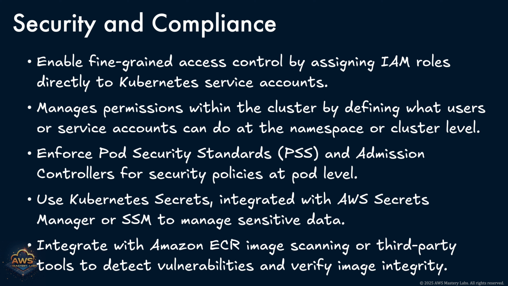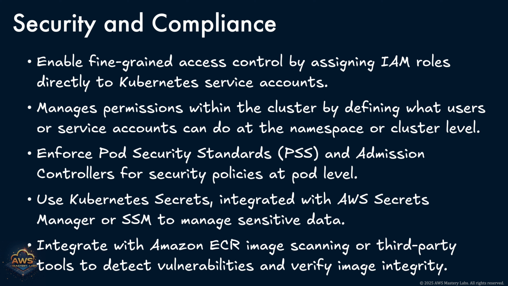Within the cluster, Kubernetes RBAC provides role-based access control, allowing you to define exactly what users, service accounts, and applications can do, whether that's viewing logs, modifying resources, or deploying applications. From a network standpoint, EKS can be launched into private subnets, enabling VPC isolation. With private clusters, control plane communication and node access are limited to within your VPC, significantly reducing the attack surface.